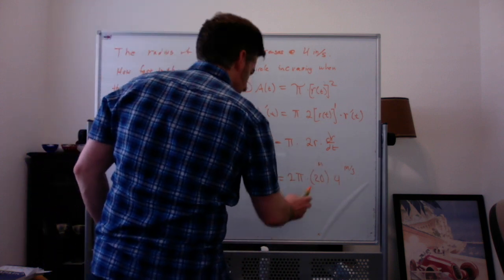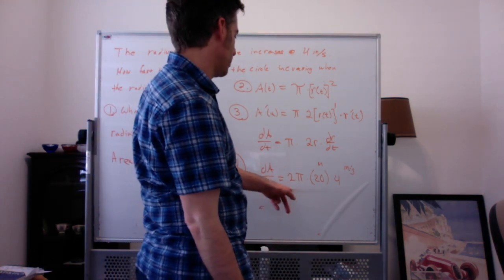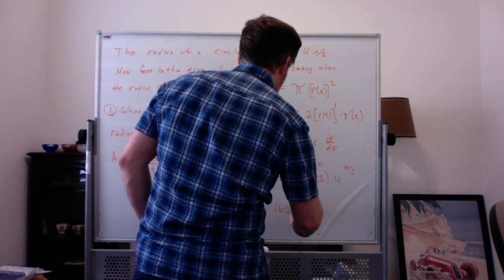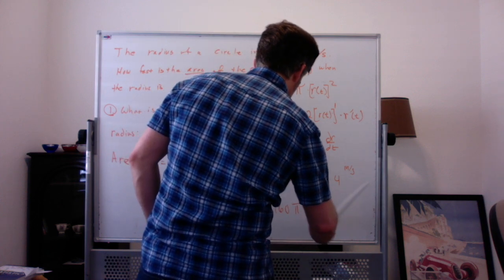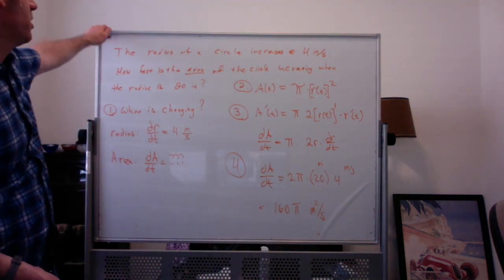So this is going to be 2 pi times 20 times 4. 2 times 20 is 40, 40 times 4 is 160. So you get 160 pi inches squared per second. And it probably is important to write the units when you're doing these sorts of problems. Here's another one.